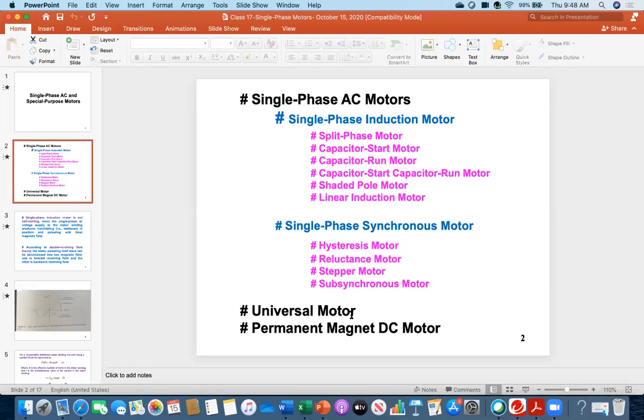Probably in the machine lab, you might have noticed that we have that big table, and it is written "universal machine." That is the universal motor. Universal motor means the same motor can work on both AC and DC. It's quite interesting, and today I will be discussing it. So far we distinguished AC and DC, but a universal motor can run on both AC and DC.